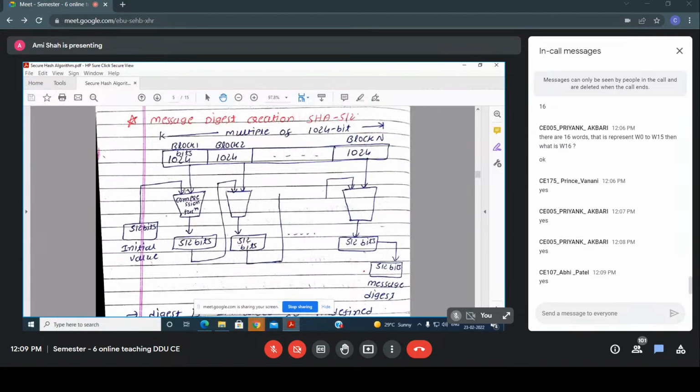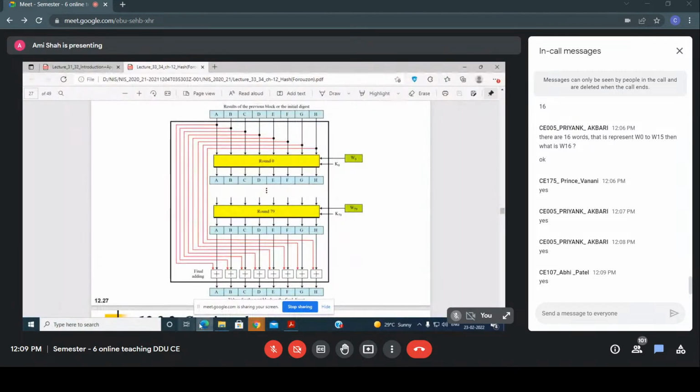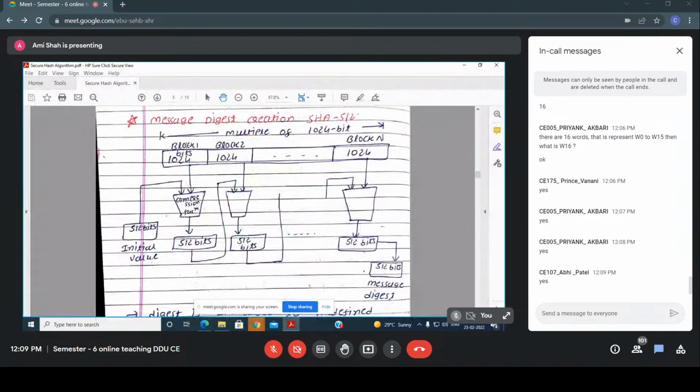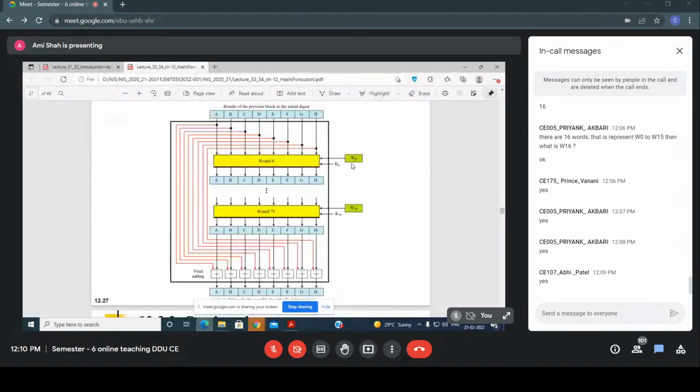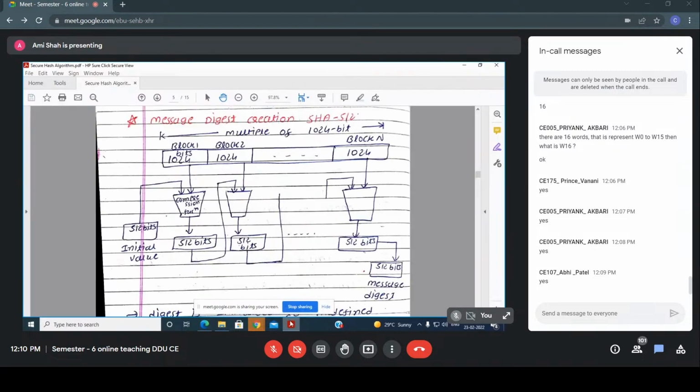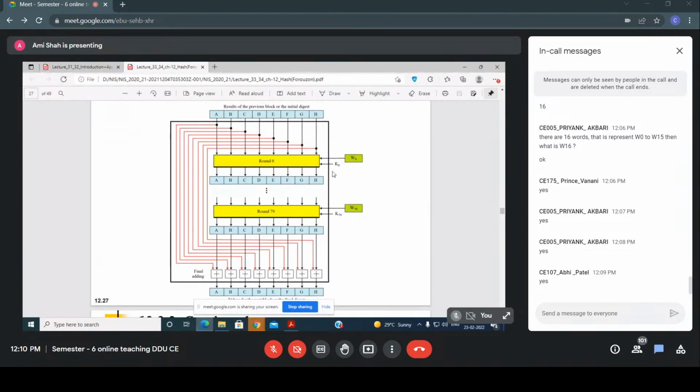Now, your question is, what is the use of this block 1? See, this is the initial value plus block 1, it mixes with this function. For that I have explained W0 to W79 in total, because in each and every round the words are used. But when I'm taking the initial value, in block number 1 only 16 words are there, right? But in total 79 rounds are there. So how many words, W0 to W79, are required?